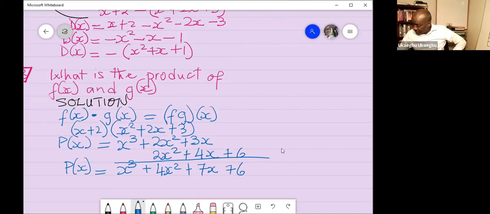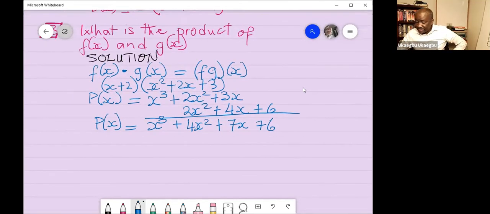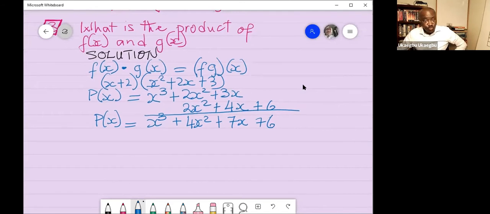Now, the question could be, what is the quotient? What is the quotient of f of x and g of x? Or they can just say, divide f of x by g of x. It could be either way. Okay, so the question could be, which is the fourth one.